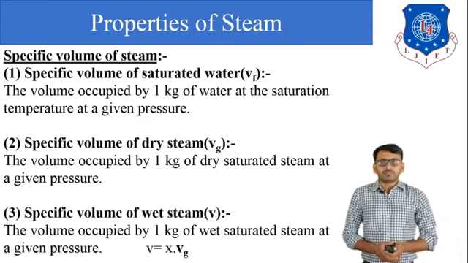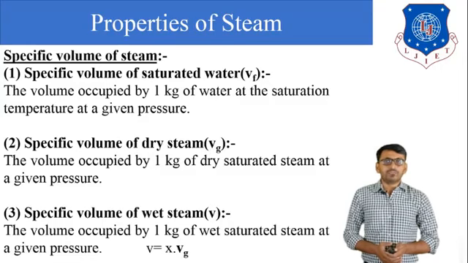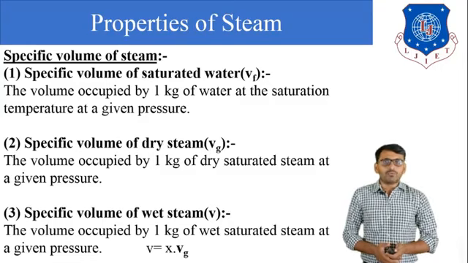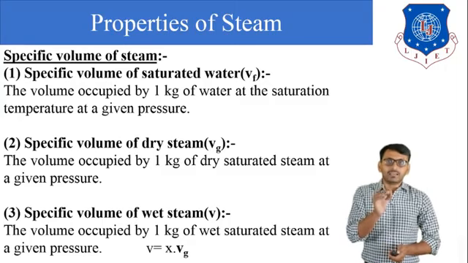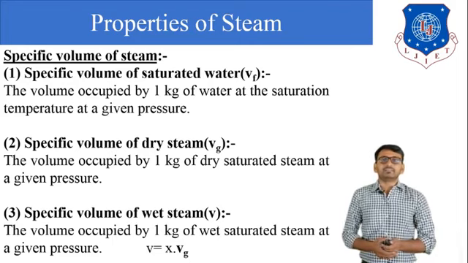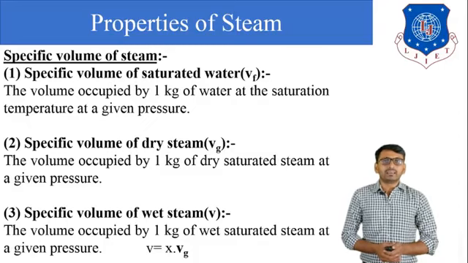Now the third one, specific volume of wet steam. It is denoted by v. The volume occupied by 1 kg of wet saturated steam at a particular given pressure, that is the specific volume of wet steam. It is denoted by small v, and it is equal to X into Vg. What do you mean by X? Dryness fraction. And what do you mean by Vg? Specific volume of dry steam.